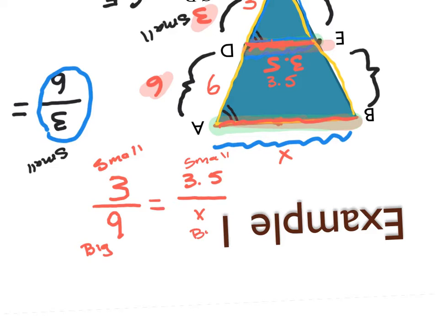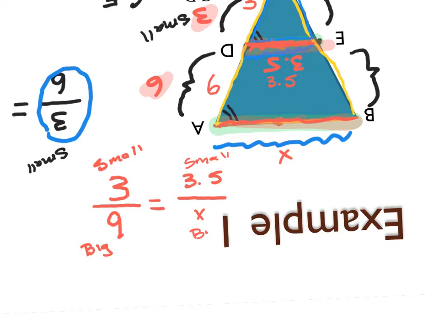So we're going to cross multiply, and we get 3x is equal to 3.5 times 9. And what's 3.5 times 9? I got 31.5 as well.